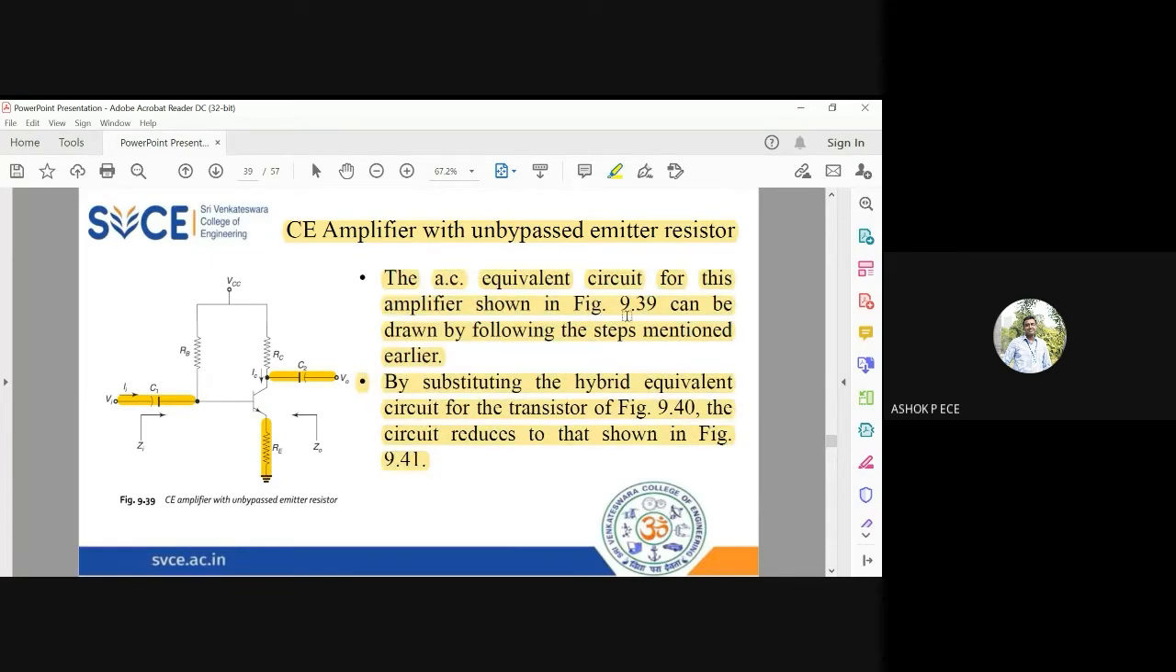In the previous case, we did not have any capacitor, so we directly drew the h parameter equivalent circuit. But since here we have the coupling capacitors C1 and C2, from the circuit diagram we would be drawing the AC equivalent circuit. From the AC equivalent circuit, we will be drawing the h parameter equivalent circuit and simplifying that circuit. Okay, so that is the method of analyzing this transistor.